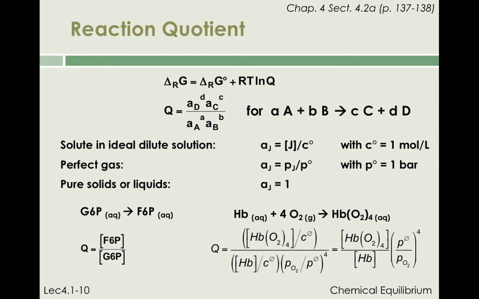For solutes in an ideal dilute solution, the activity is the ratio of the molarity by the standard molarity, 1 molar. For gases, the activity is the partial pressure of the gas divided by the standard pressure, or 1 bar. So we write Q as the ratio of the molarity of HbO2 4 times divided by C standard over the molarity of Hb divided by C standard, and by partial pressure of oxygen divided by standard pressure raised to the power 4. This equation can be simplified somewhat by cancelling out the standard molarities.